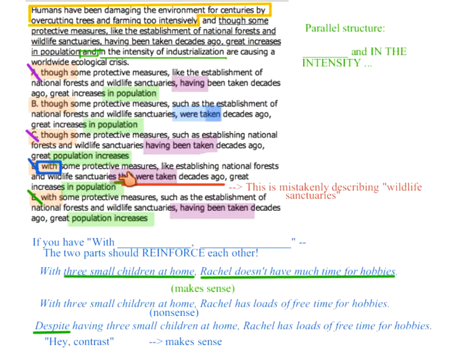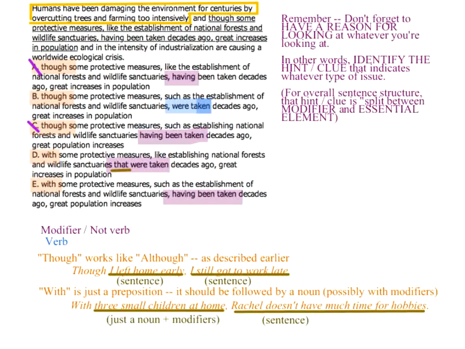So that doesn't work. Such as versus like, we already discussed, but the basic deal there is that they both kind of make sense here. Such as is probably better because these are probably meant to be examples, but like is not super clearly incorrect here because we could mean protective measures that are actually similar to these. So okay, this is B. The main thing that we want to get out of this today is, again, modifier versus essential element. So if you got that, good.